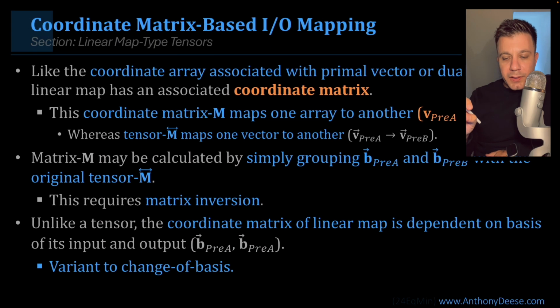So, let's talk about the coordinate matrix-based input-output mapping. So we talked already about the tensor-based mapping. Can we redefine this in terms of traditional matrices? We're going to see that we can.